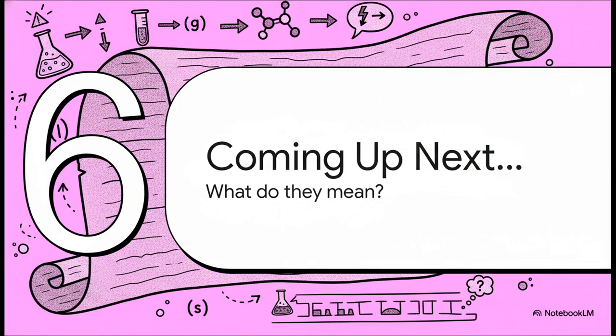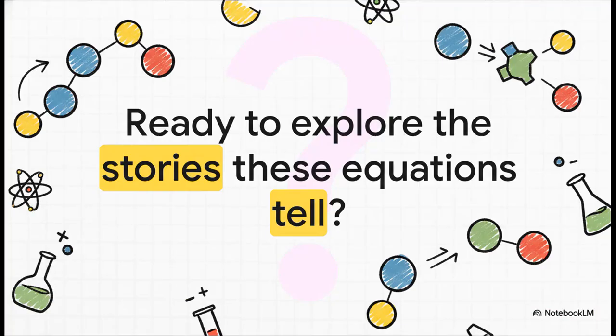Now that you are an expert at writing a perfect chemical equation, you are ready for the next step. You can think of these equations as sentences that tell us different kinds of chemical stories. So, are you ready to explore the different kinds of stories these equations can tell? In our next explainer, we will use these complete equations to learn about the different types of chemical reactions, like combination, decomposition, displacement, and more. I will see you then.